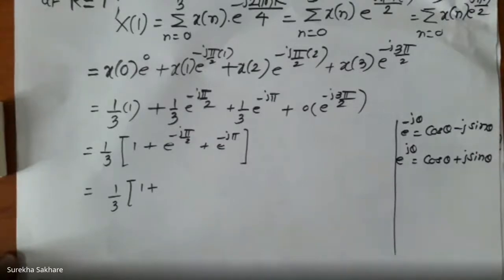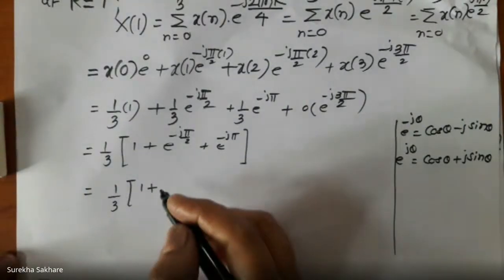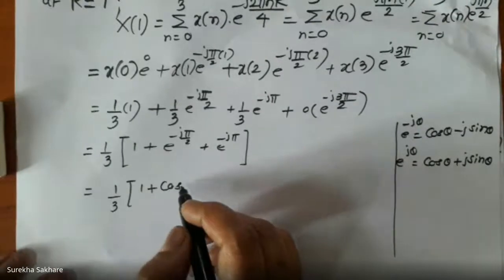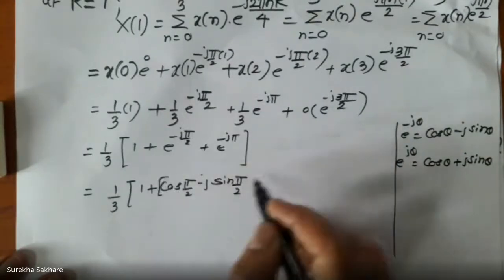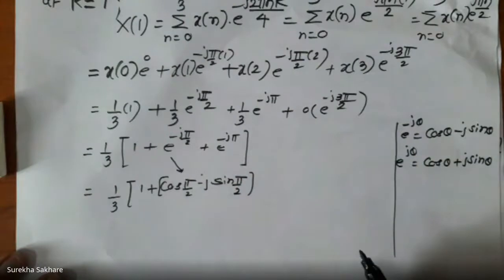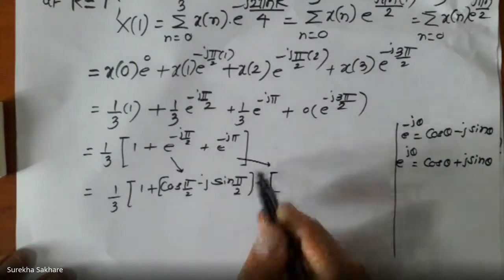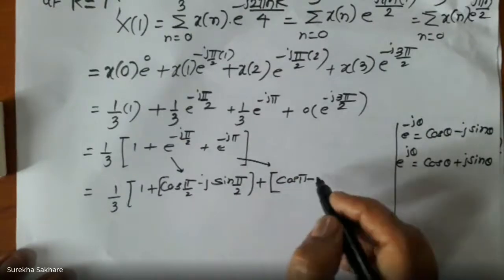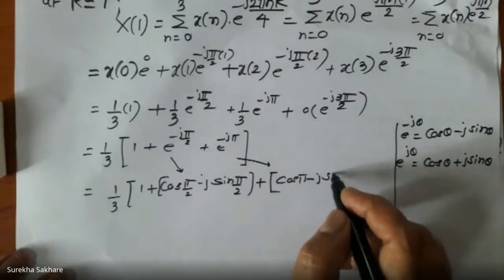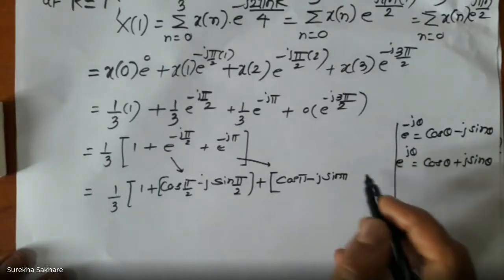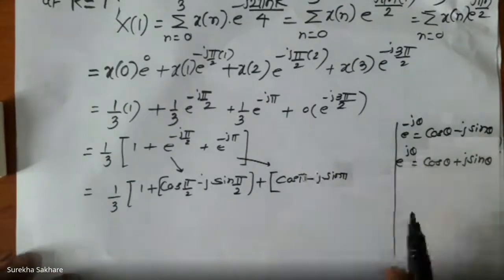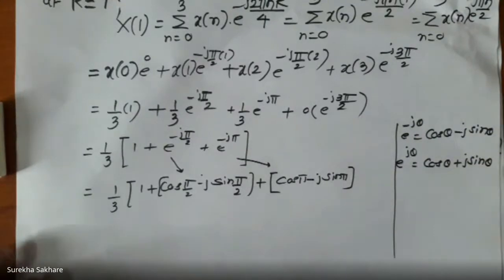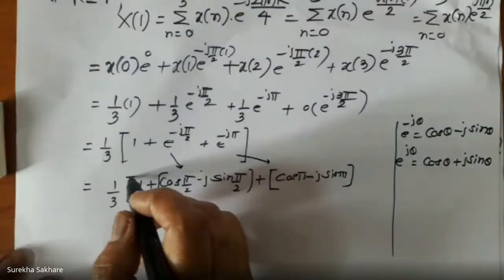So I will write here cos of pi by 2 minus j sin pi by 2. This is one part. This is expanded like this. Plus, I will expand this e raised to minus j pi: cos pi minus j sin pi. Now the answers, how this is a round bracket, curly bracket. Okay. Now I can expand this and see. This is 1 as it is.